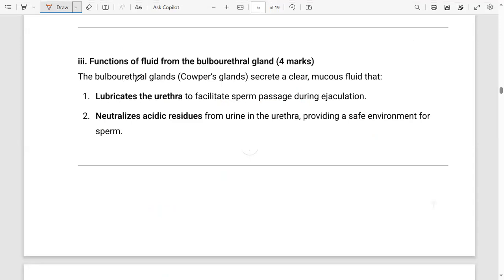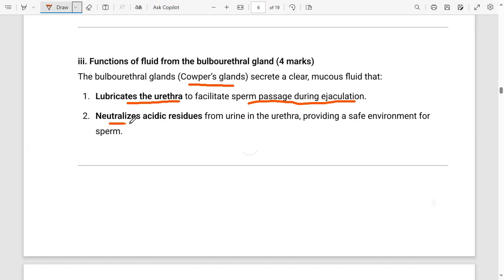Okay, so this bulbourethral gland, famously known as the Cowper's gland, secretes a clear mucus-like fluid. What does it do? Number one, it lubricates the urethra to facilitate sperm passage during ejaculation. So it lubricates the urethra so that the sperm passes nicely when it's coming out.